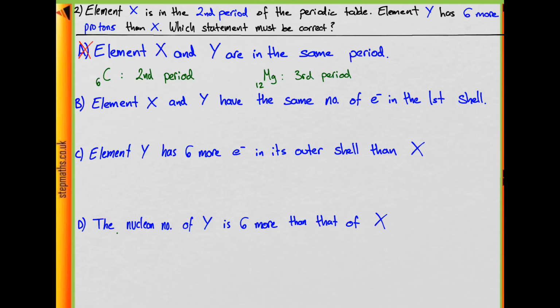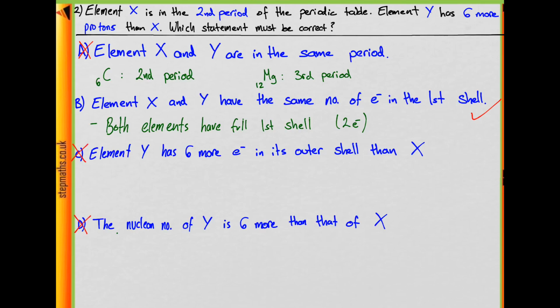Moving on to statement B, element X and Y have the same number of electrons in the first shell. So all elements in the periodic table, apart from hydrogen, have a full first shell. They have 2 electrons in the first shell. So this makes statement B correct, as elements X and Y have more than 2 electrons, so they both have to have a full first shell. And I'll show you why statement C and D are incorrect.